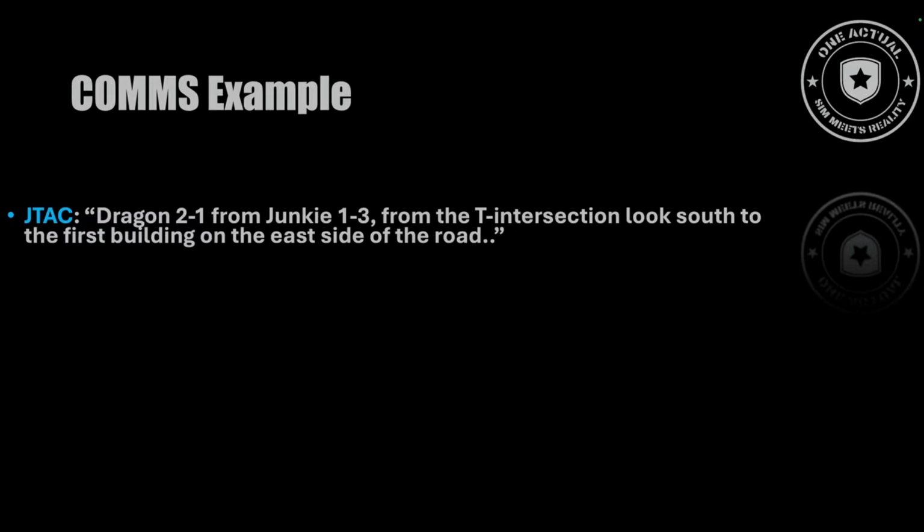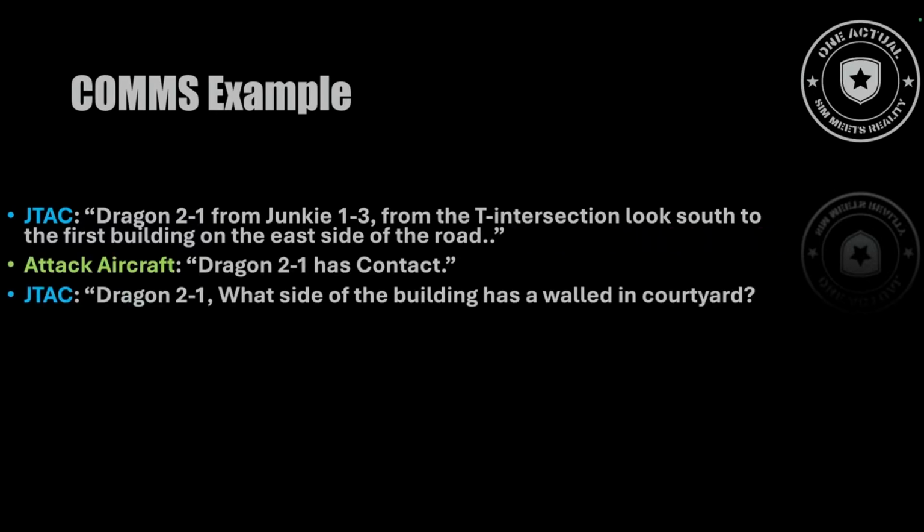Dragon 2-1 from Junkie 1-3, from the T intersection, look south to the first building on the east side of the road, which we saw. So this is 2 directive statements. Look south until you see the building on the east. And then the aircrew acknowledges contact. Then the JTAC says, Dragon 2-1, what side of the building has a walled-in courtyard? A confirming question.